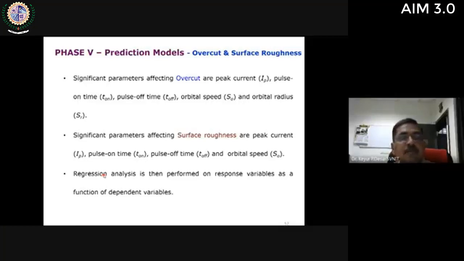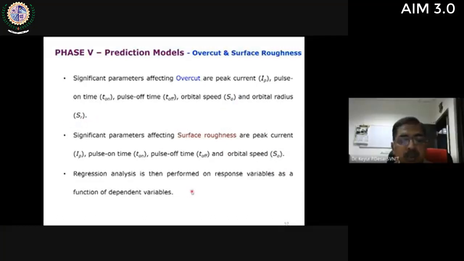Then using these experimental results and outcomes, we went for a prediction model for overcut and surface roughness. The parameters affecting the overcut are peak current, pulse on time, pulse off time, orbital speed and orbital radius. And the parameters which are significant and affecting the surface roughness are, once again, peak current, on time, off time and orbital speed. Here in roughness, speed comes into the picture, whereas in overcut, radius comes into the picture.